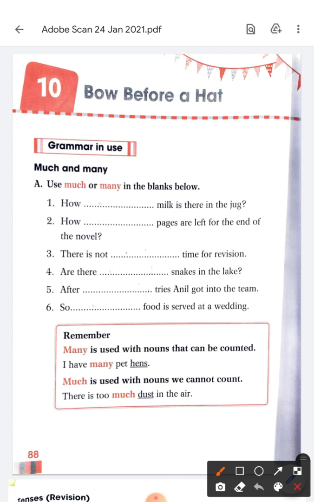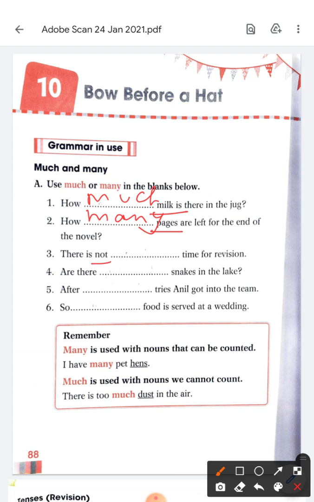How dash milk is there in the jug? So, milk, countable or uncountable? It is uncountable. So, we'll use much. How dash pages are left for the end of the novel? Pages, countable or uncountable? It is countable. So, we'll say many. There is no dash time for revision.